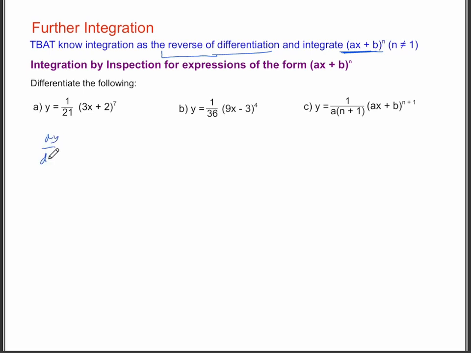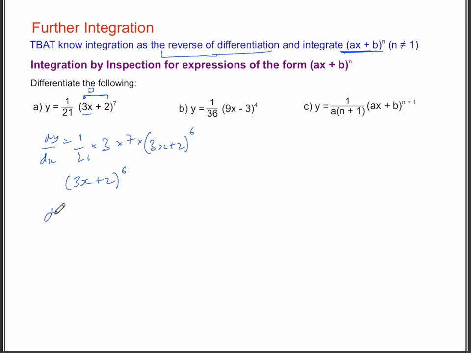We get dy over dx equals to whatever's outside the bracket, so 1 over 21, multiplied by the derivative of whatever is inside the brackets. So 3x plus 2, what's the derivative of that? It's going to be 3 from this 3x. So you multiply by the 3. Then you multiply by the power, which is 7. Then you open the bracket, 3x plus 2, write it as it is, and the power reduces by 1. So this is just going to be 3x plus 2 power 6.